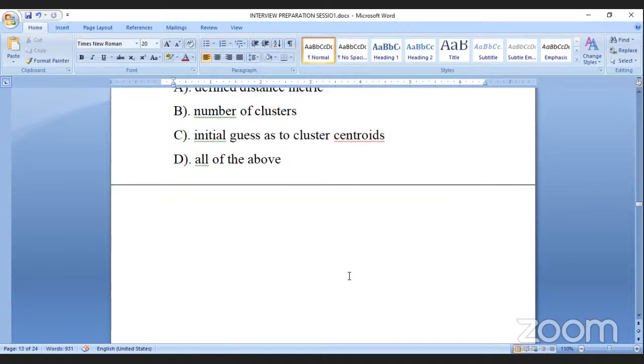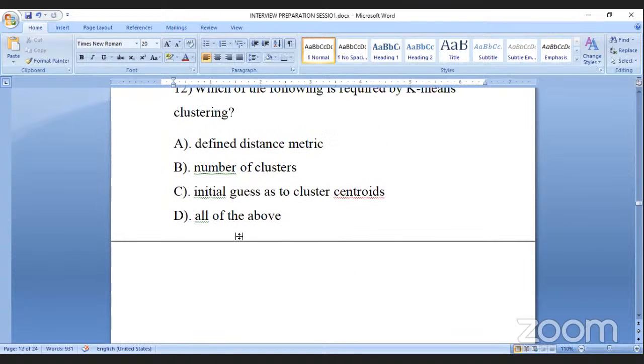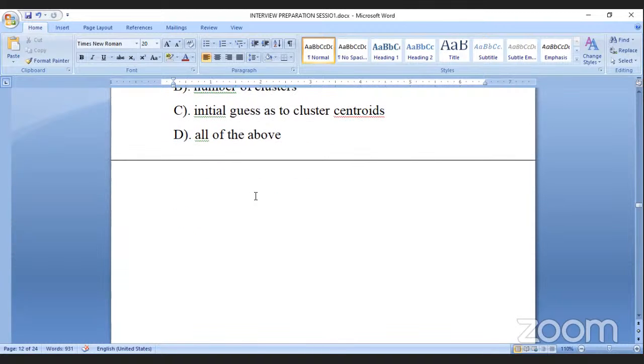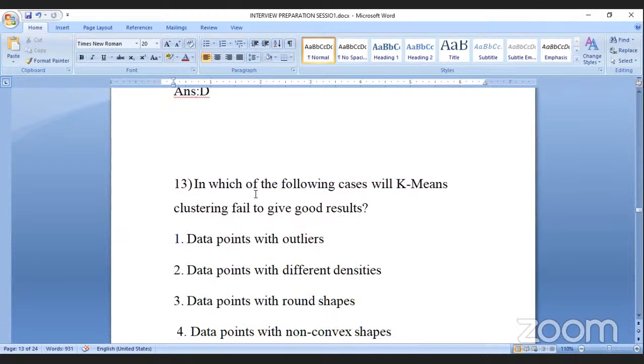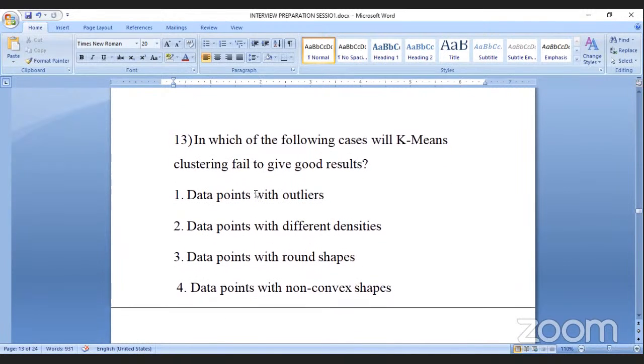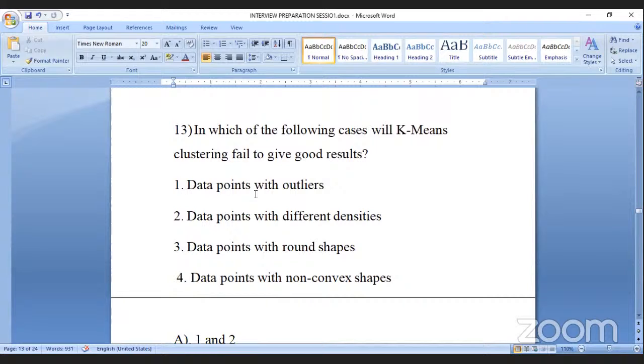So the answer is D. We require all three: define the distance metric, the number of clusters, and also the initial guess of cluster centroids. Yes, friends. So the next question is, in which of the following cases will K-means clustering fail to give good results? First case is data points with outliers. Second is data points with different densities. Third is data points with round shapes.